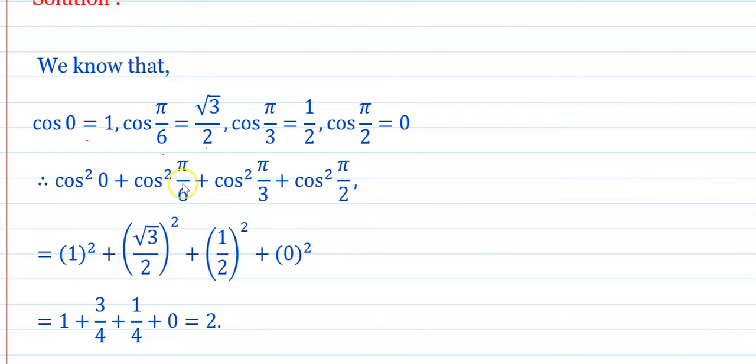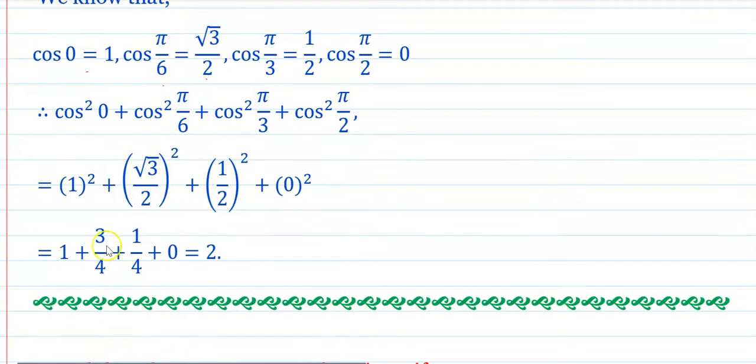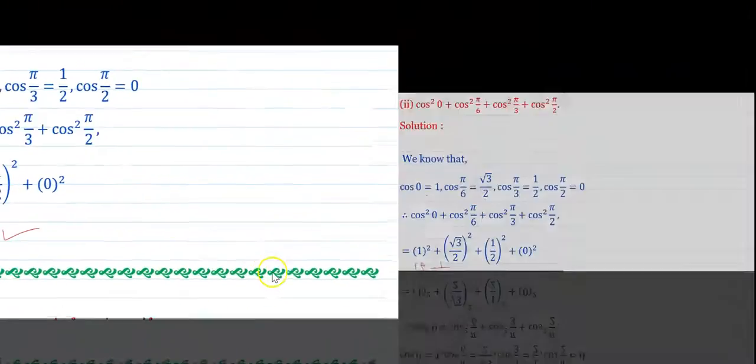Cos of pi by 6 is root 3 by 2, therefore cos square pi by 6 is root 3 by 2 bracket square. Cos of pi by 3 is 1 upon 2, therefore 1 upon 2 bracket square. Cos 90 is 0, therefore it is 0 square. We get 1, then 3 by 4, and the square gives 1 by 4. If we add it, 3 by 4 plus 1 by 4 is 4 by 4, meaning its value is 1. 1 plus 1 you will get 2, and hence the answer.